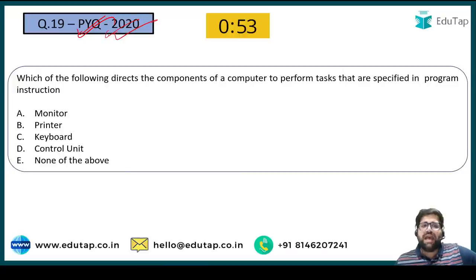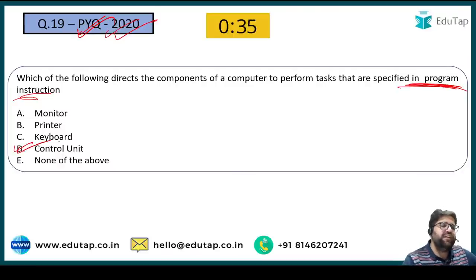Which of the following directs the components of the computer to perform tasks that are specified in the program instruction? So you are giving certain programs to the computer. Now, which of the following directs the components of the computer to perform that? We have just discussed this particular component. It is the control unit.